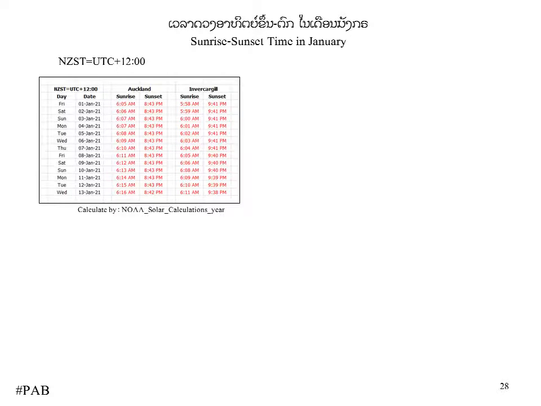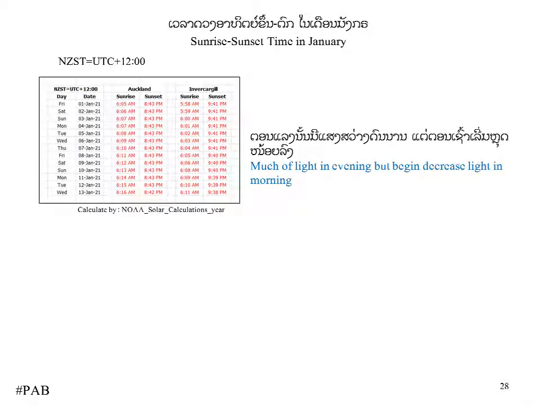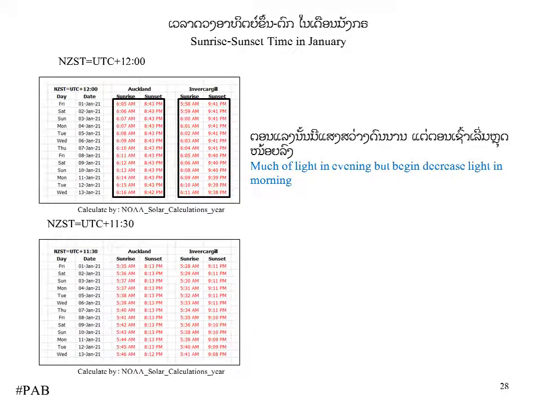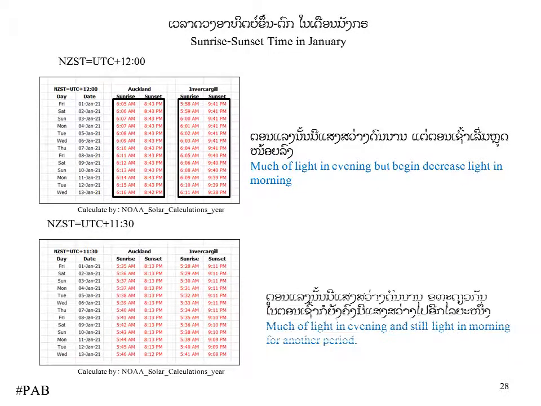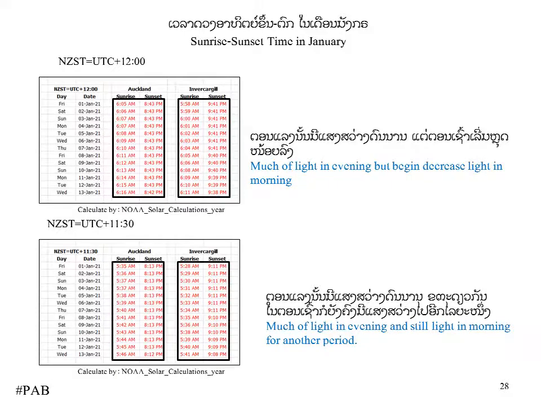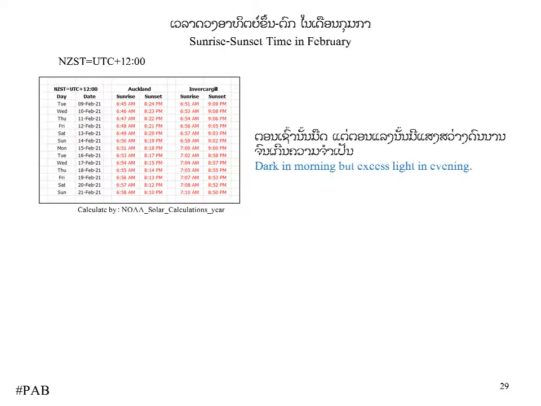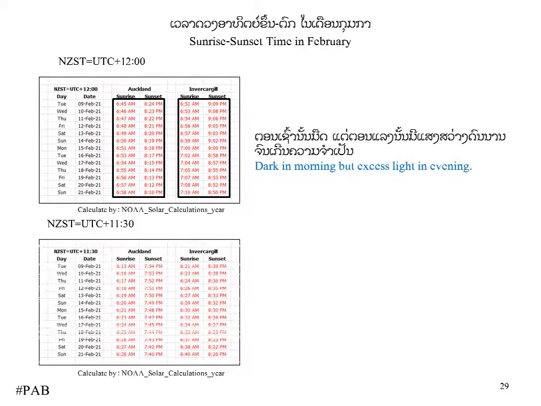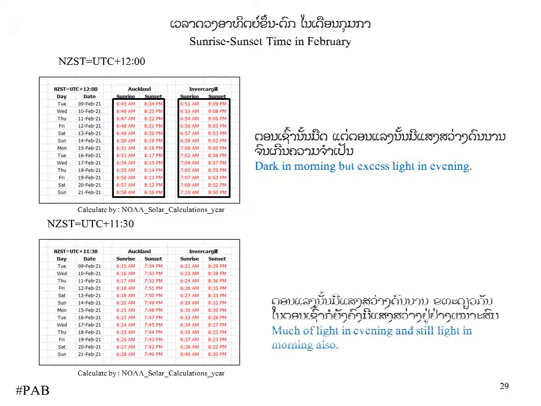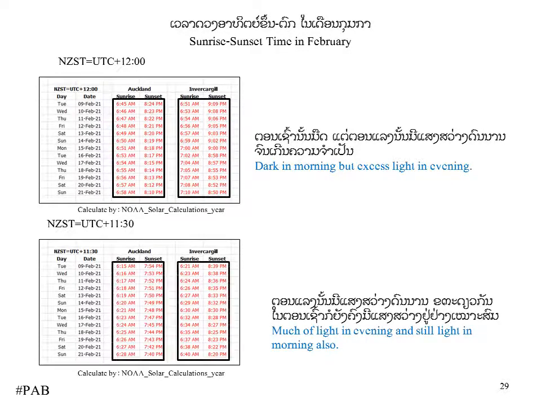Sunrise and sunset time in January. With UTC plus 12 hours, there is much light in the evening, but light in the morning begins to decrease. But with UTC plus 11 hours 30 minutes, there is much light in the evening and still light in the morning for another period. Sunrise and sunset time in February. With UTC plus 12 hours, it is dark in the morning but there is excess light in the evening. With UTC plus 11 hours 30 minutes, there is much light in the evening and still light in the morning also.